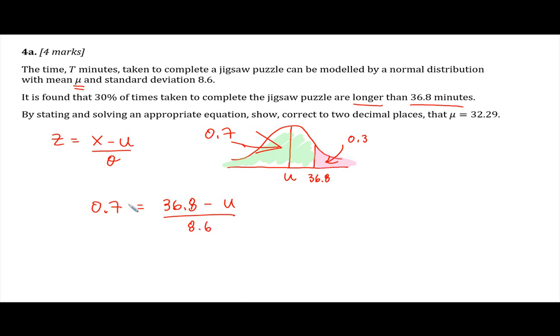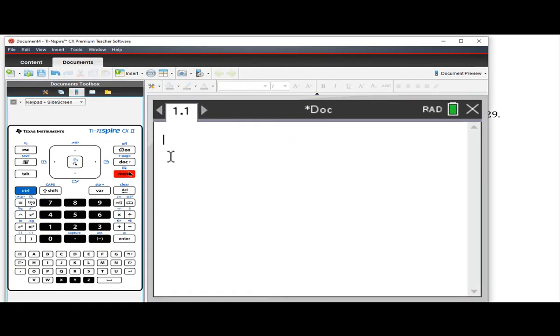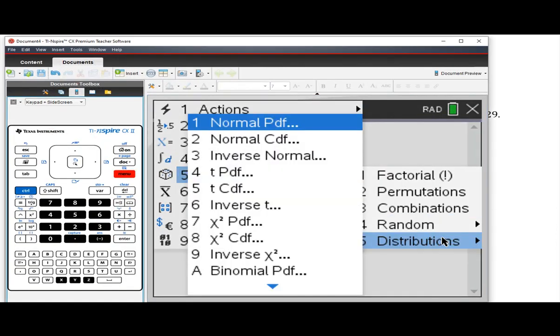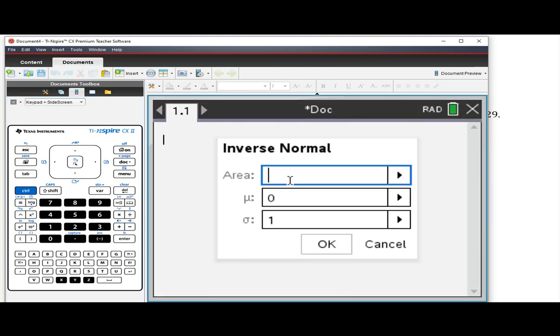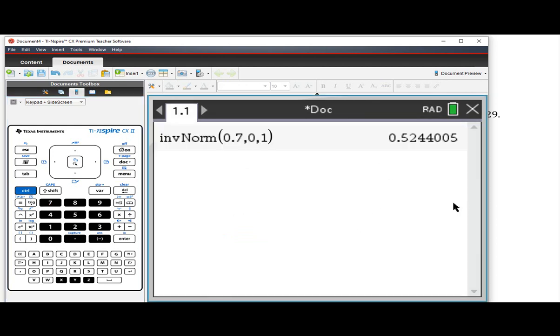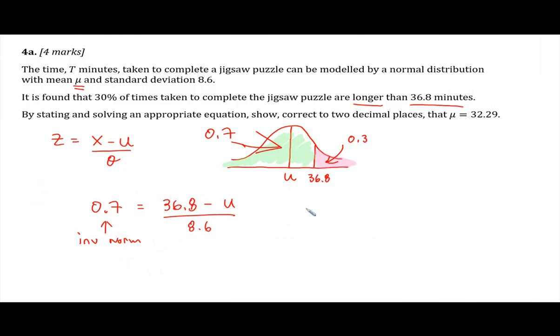Now remember, whenever you're using the z-score formula, we have to inverse norm this value. So we're going to inverse norm this value on the calculator. Probability distribution, inverse normal. Our area is 0.7. Now remember, we're going to leave this 0 and 1. Anytime you're using the z-score formula, leave this 0 and 1. Click OK, and we get 0.524405, so 0.5244.